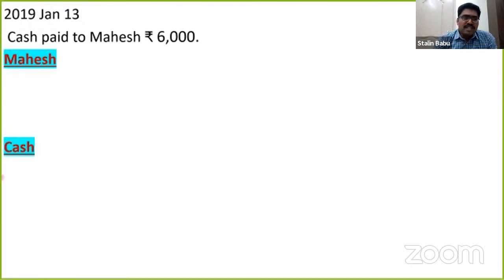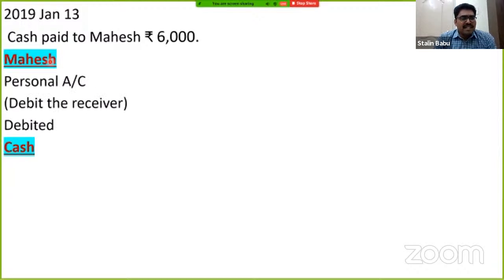So now you can easily identify. Mahesh belongs to which account? Personal account, natural person. So debit the receiver, credit the giver. Here, Mahesh is receiving cash. So he is the receiver.